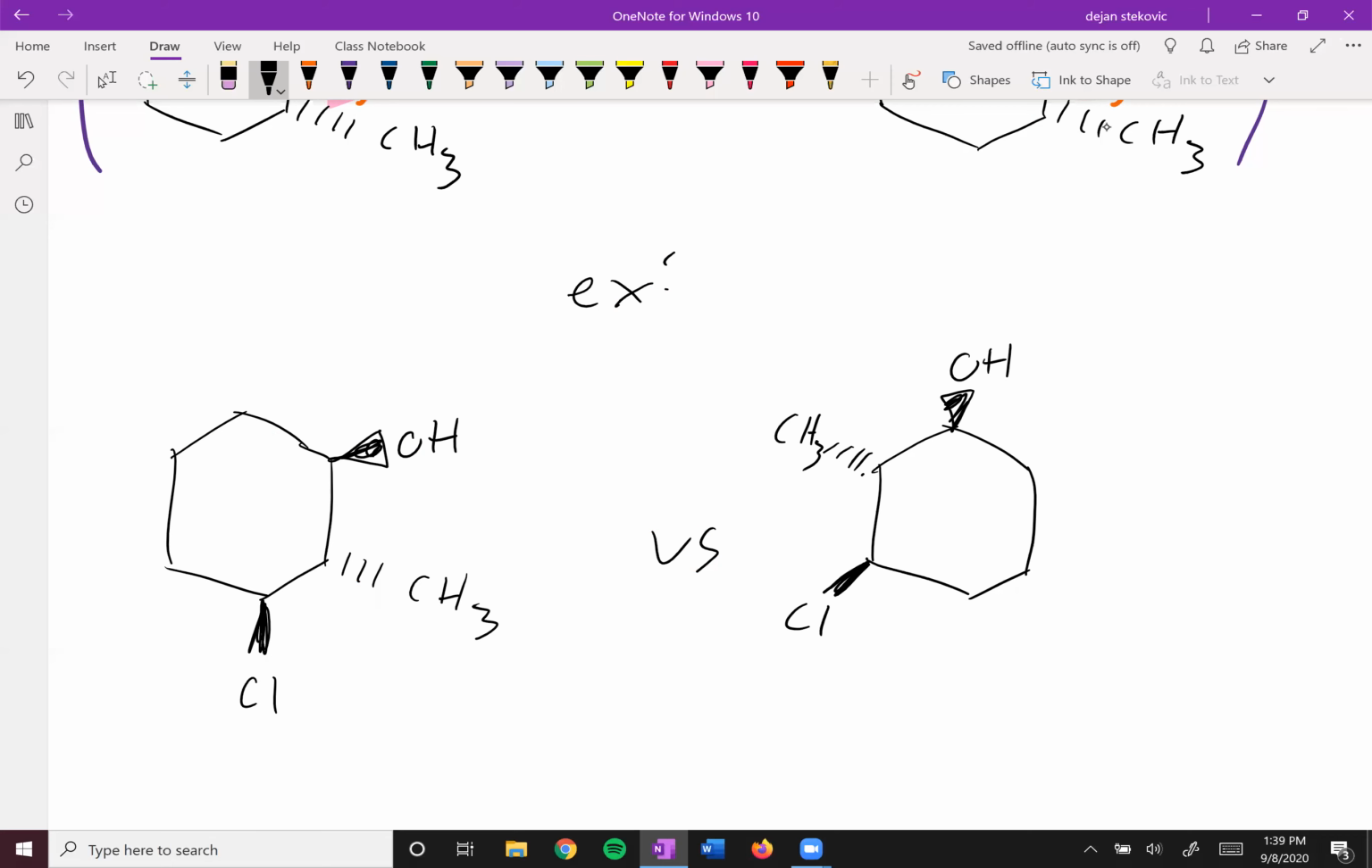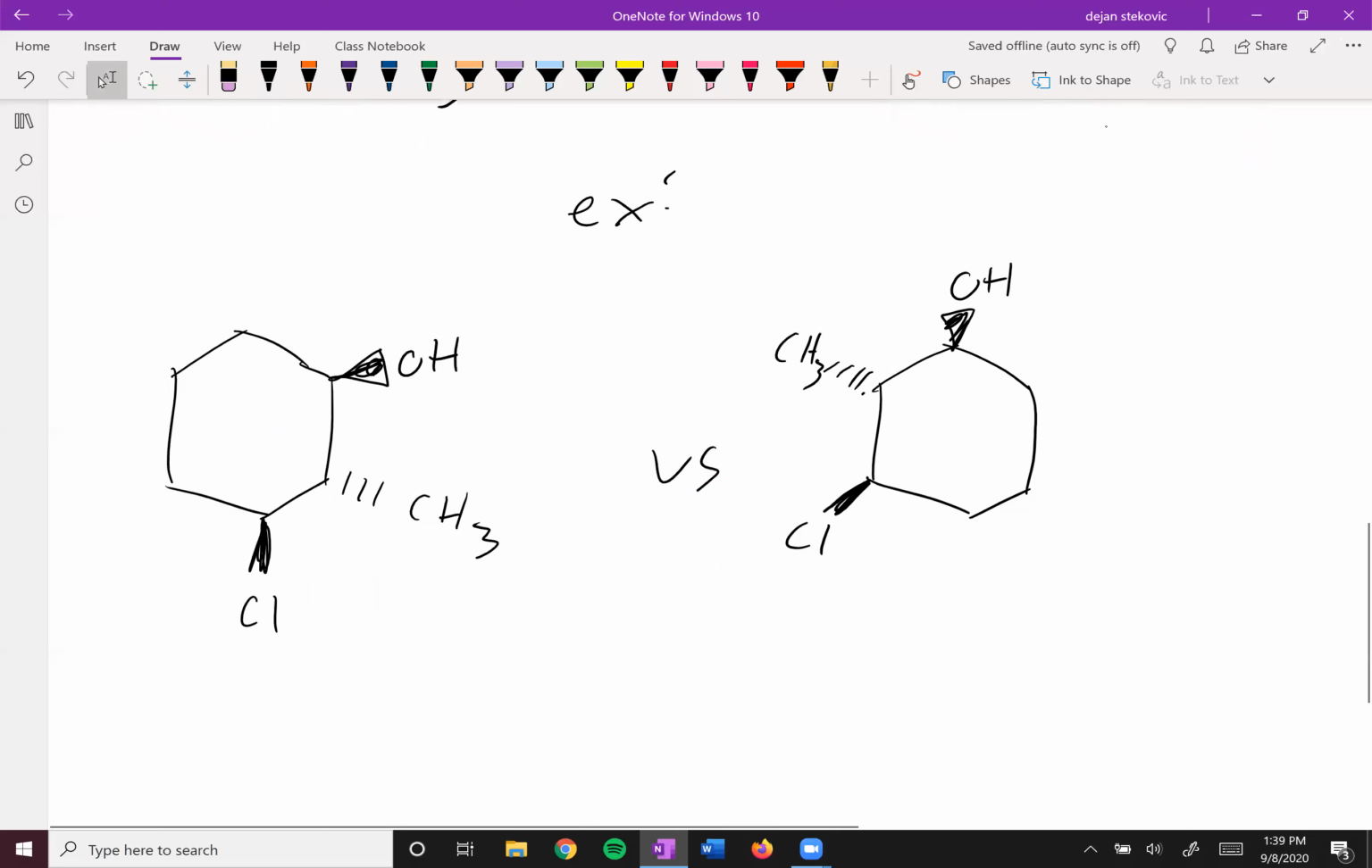And now I want to know, what's the relationship between these two molecules? Are they enantiomers of one another? Are they diastereomers of one another? Is it the same molecule? Did I just draw the same molecule twice? And so obviously one way is to mentally rotate all this stuff in your head, but as you can see, that's going to be pretty easy to make a mistake.